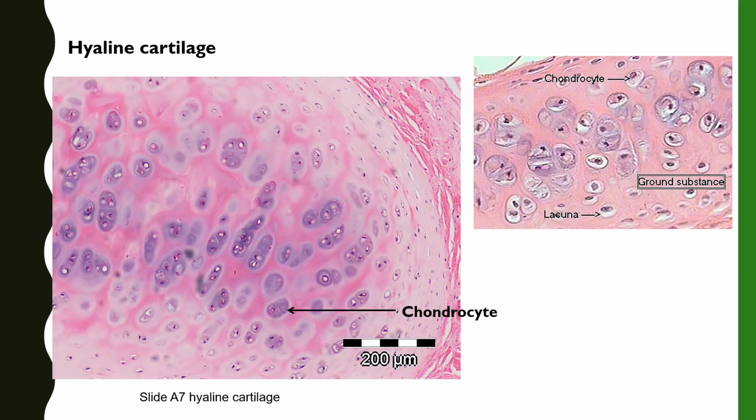First, hyaline cartilage. Hyaline cartilage has a glassy appearance. As you can see in the arrow here, it is a chondrocyte sitting in a lacuna, and the surrounding structure of the chondrocyte is the ground substance. It is very clear. So that is the characteristic of hyaline cartilage. Very simple to distinguish.